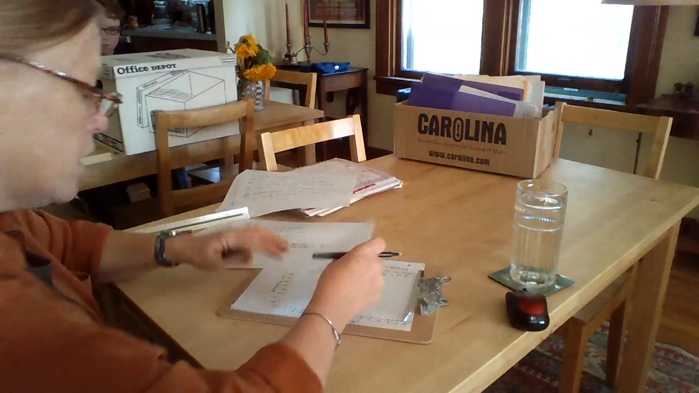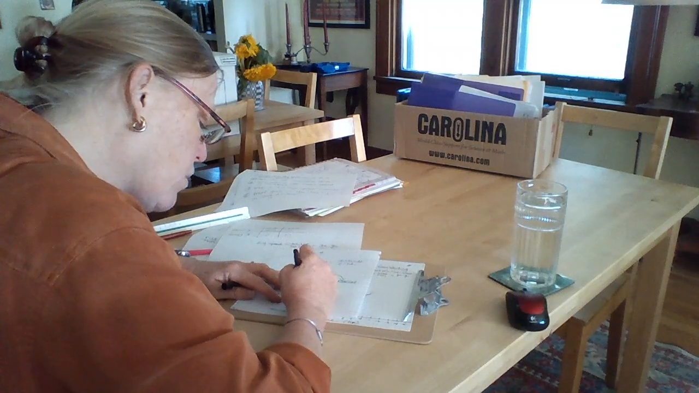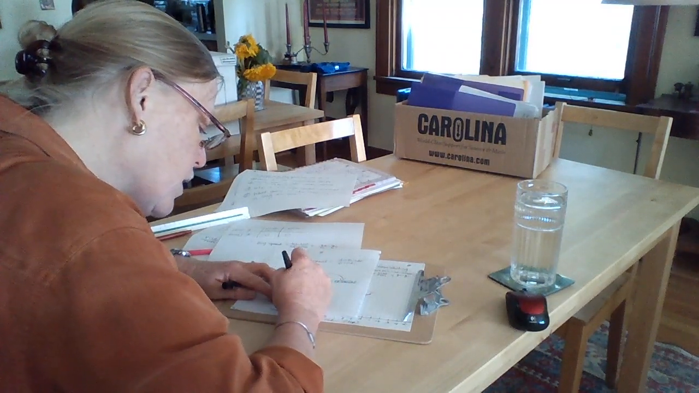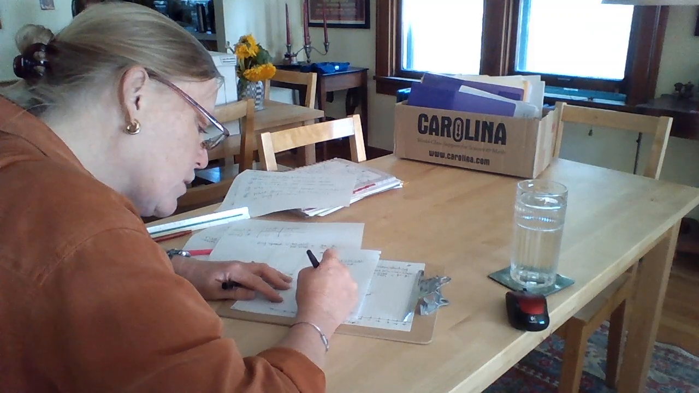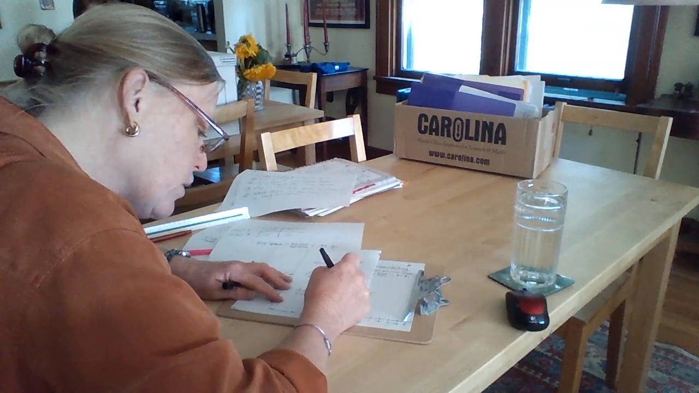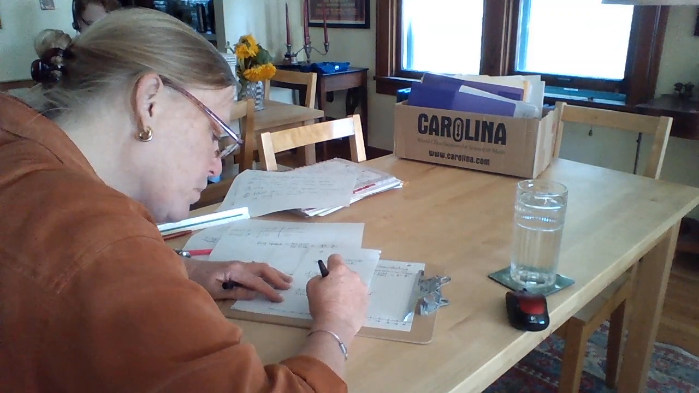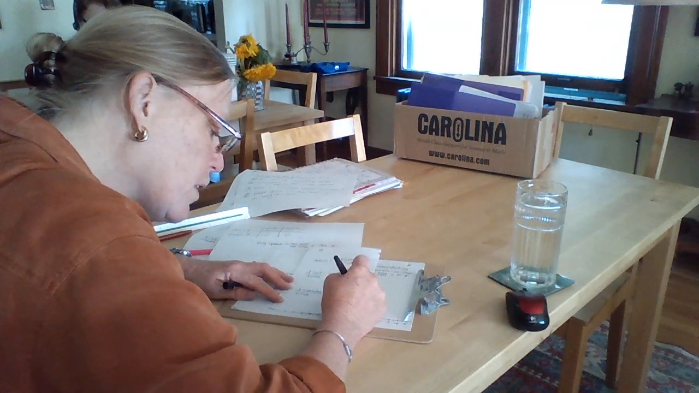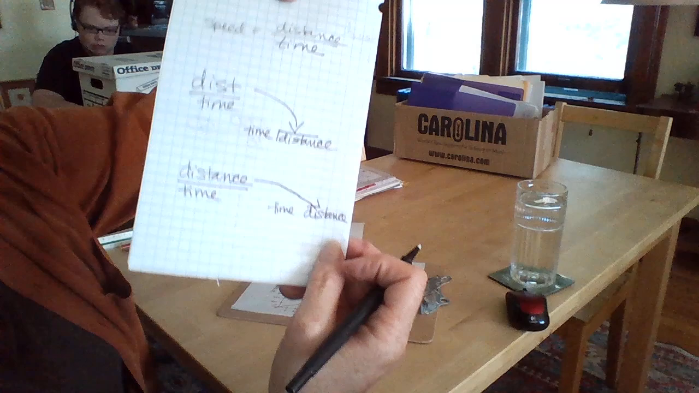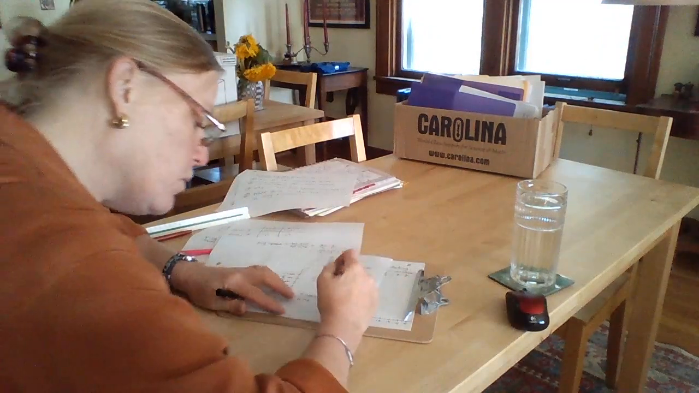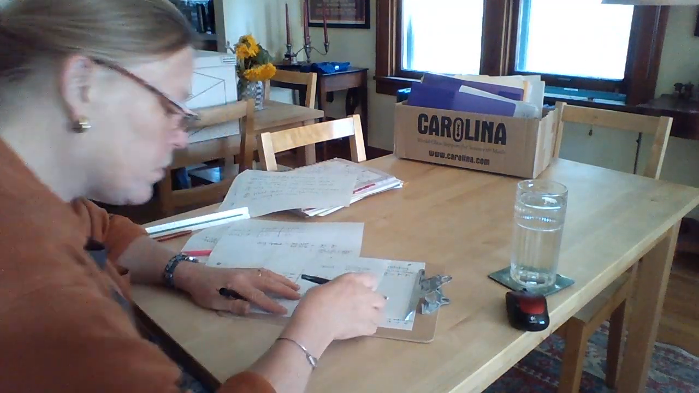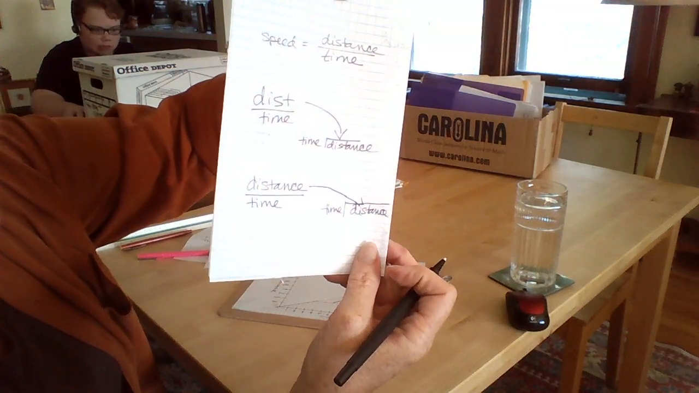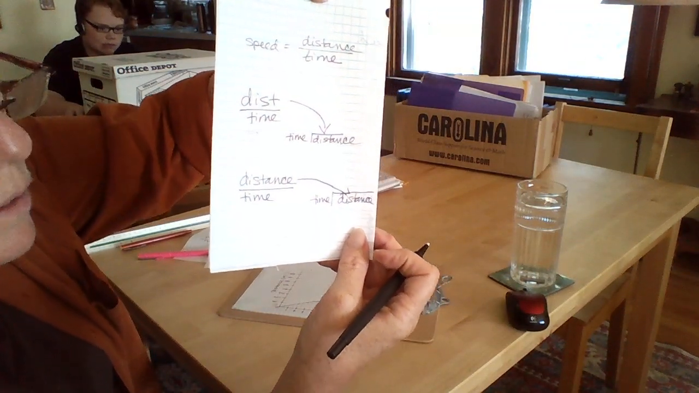Right? Let's do that again, because I think I can do that better. Distance over time. Distance falls over so that you have time, and distance has fallen over to the right of time. Now you draw your box. Distance is in the box. Okay?